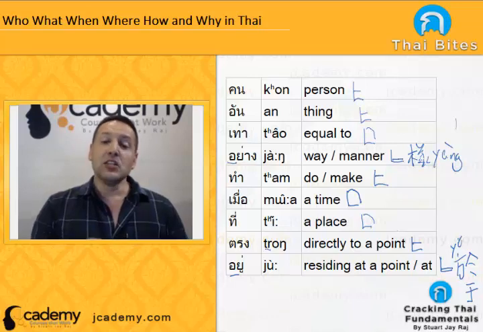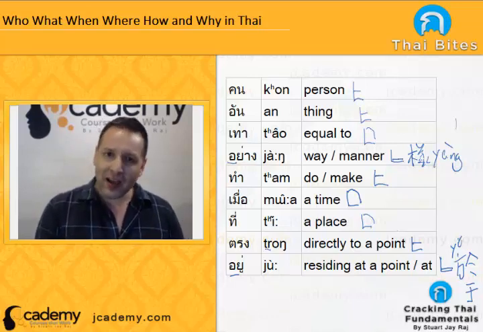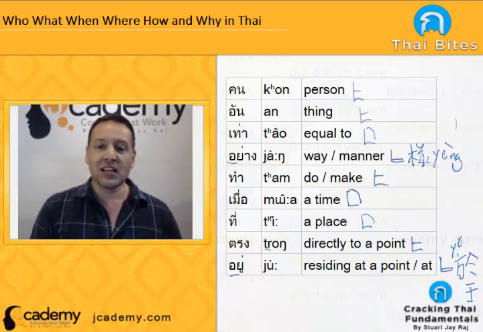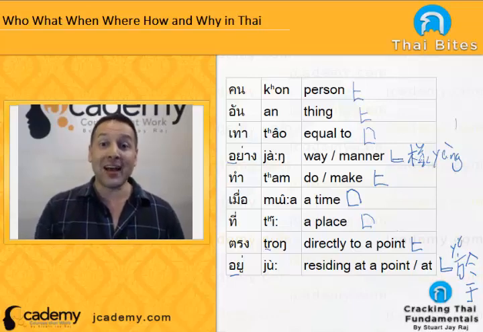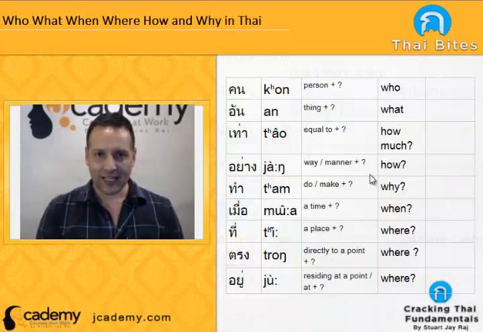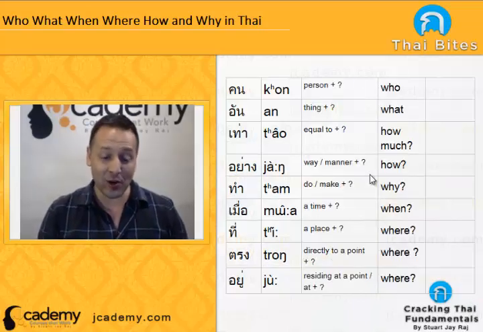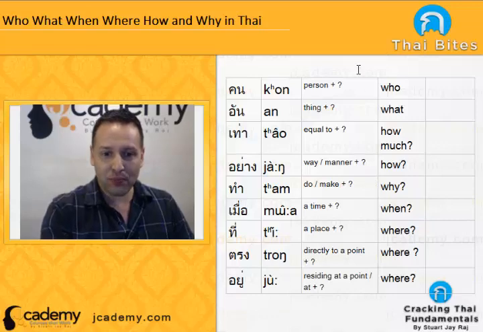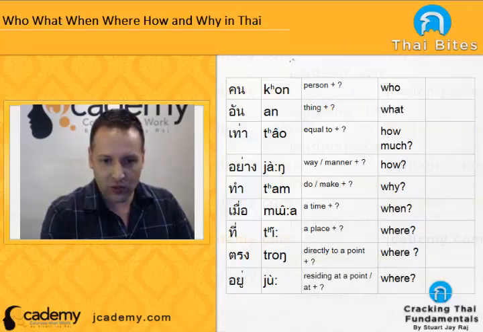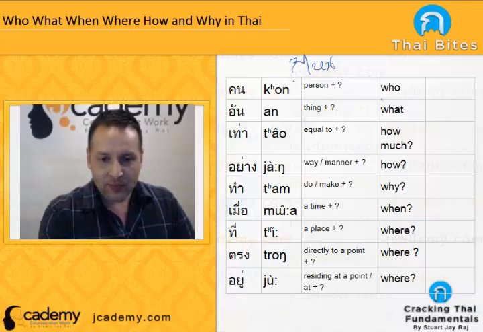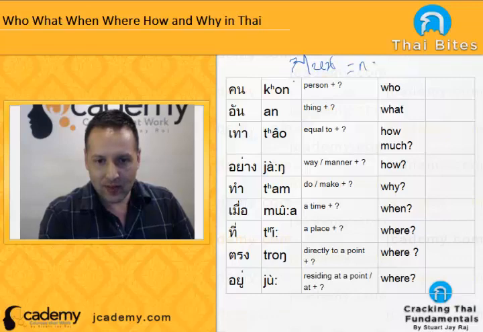Okay, so you can stop this clip, go back and go over those words, because now you're going to see the magic happen when we combine these words with that magic question particle. Da, da, da, da, here we go. Let's see what happens when we put this nai particle here. So I'm just going to write this up here. We have nai, nai. You remember that?